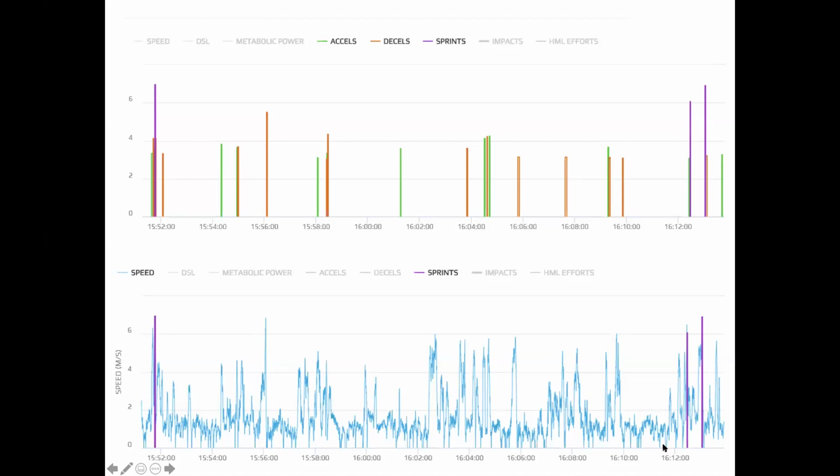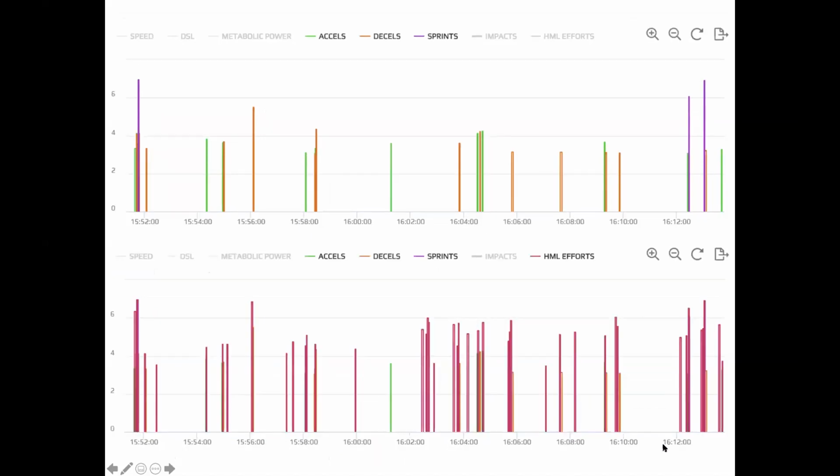Now, if we look at the blue activity graph at the bottom of the screen, there are far more changes in speed than captured at 3 meters per second. So if we look at changes in speed, so accelerations and decelerations, at 2 meters per second, and include high-speed running distance, and this metric is usually referred to as high metabolic load distance, we see that the player at the bottom of the screen is engaged in far more activity. So using this metric of high metabolic load distance can capture a lot more of the demanding activity.